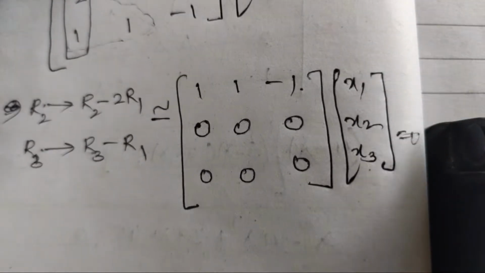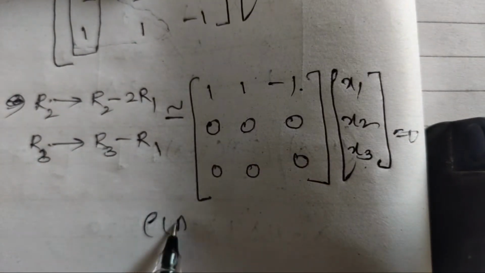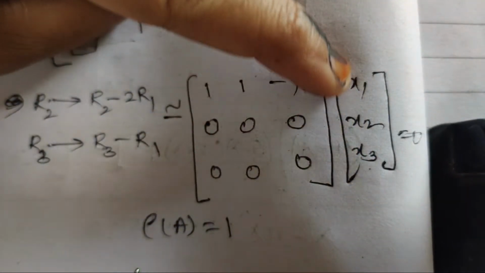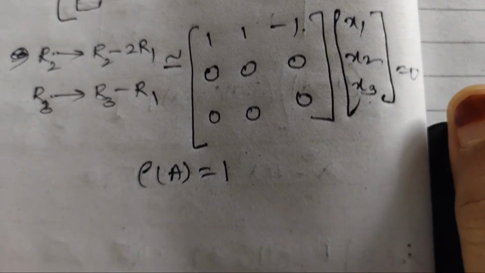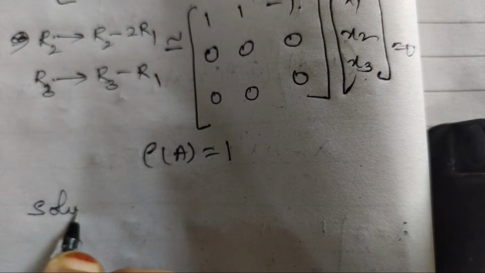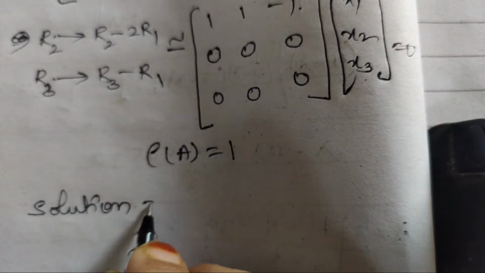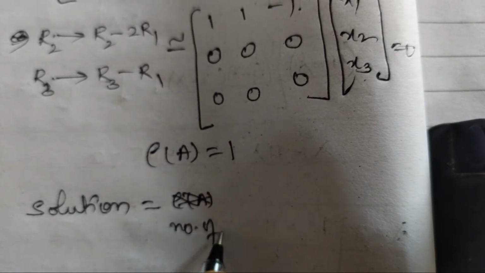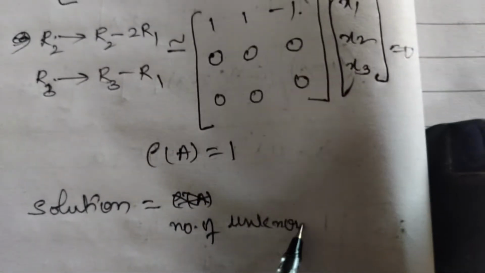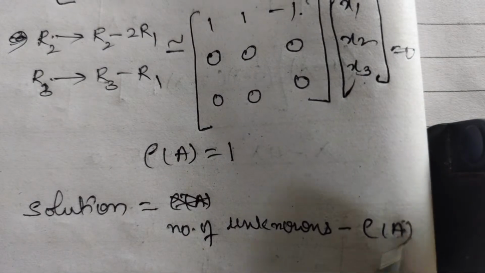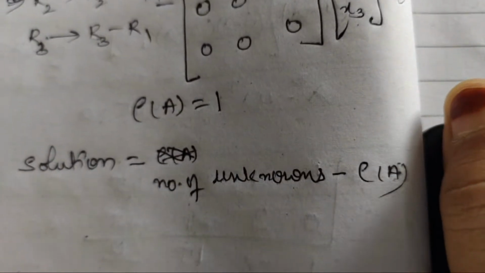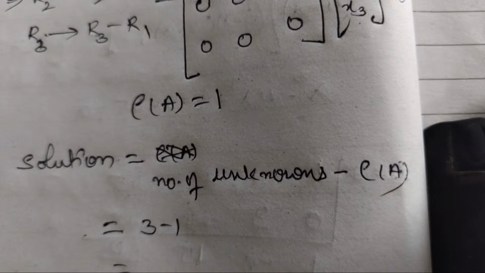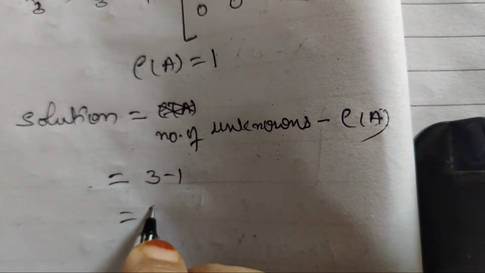What is the rank of the given matrix here? What rank did you get? Rank of A equals 1. And how many unknowns are we having? 3 unknowns. So the number of solutions equals the number of unknowns minus the rank of A. How many unknowns are we having? 3 unknowns. So it equals 3 minus 1, which equals 2. So for this case, we are going to get 2 solutions.